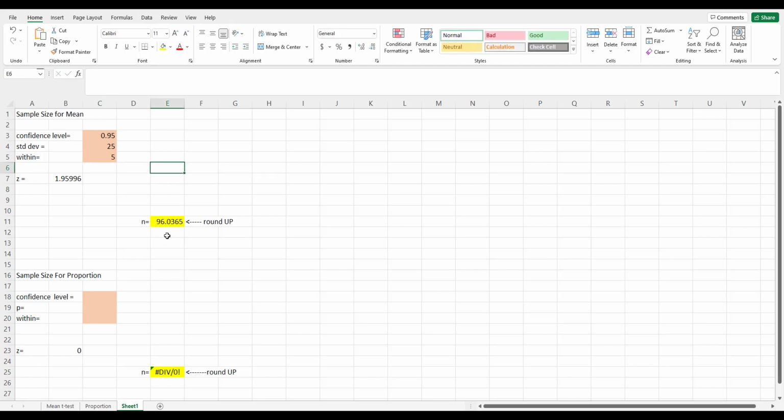It doesn't matter. And as you can see in this yellow box, your population size, or your sample size, will come up, and it is 96.0365. You round up, that would be 97.